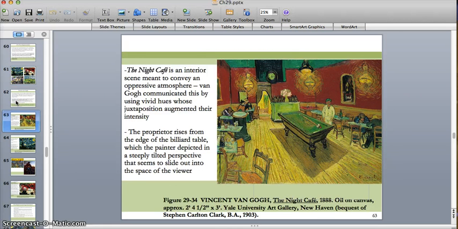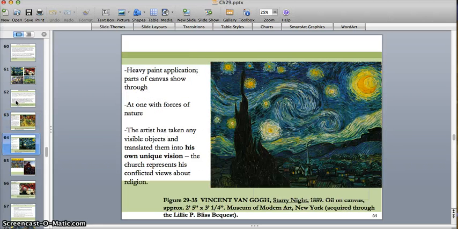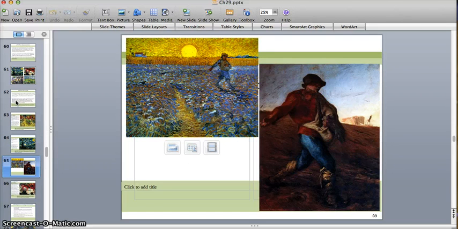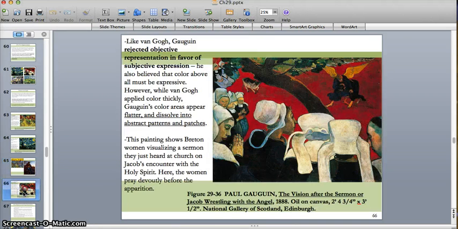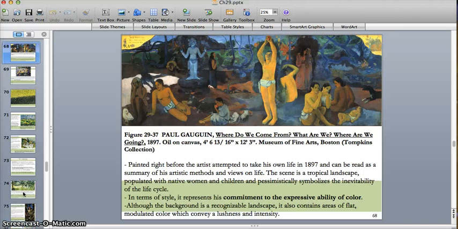Here's a good example of the juxtaposition of colors, the impasto. Those are some close-ups so you can see the difference between a post-impressionist painting and a realist painting. Here's a Gauguin. This was at the Philadelphia Museum of Art. Hopefully you were able to see it.